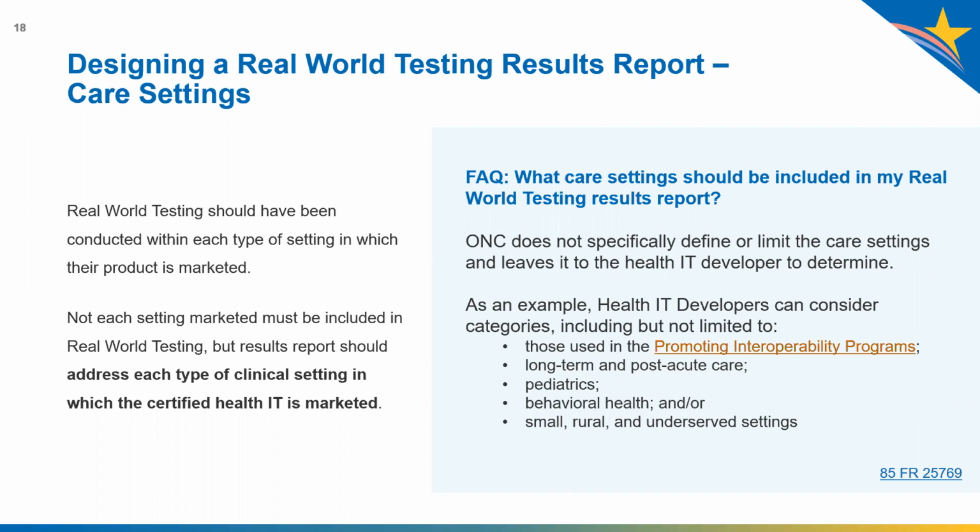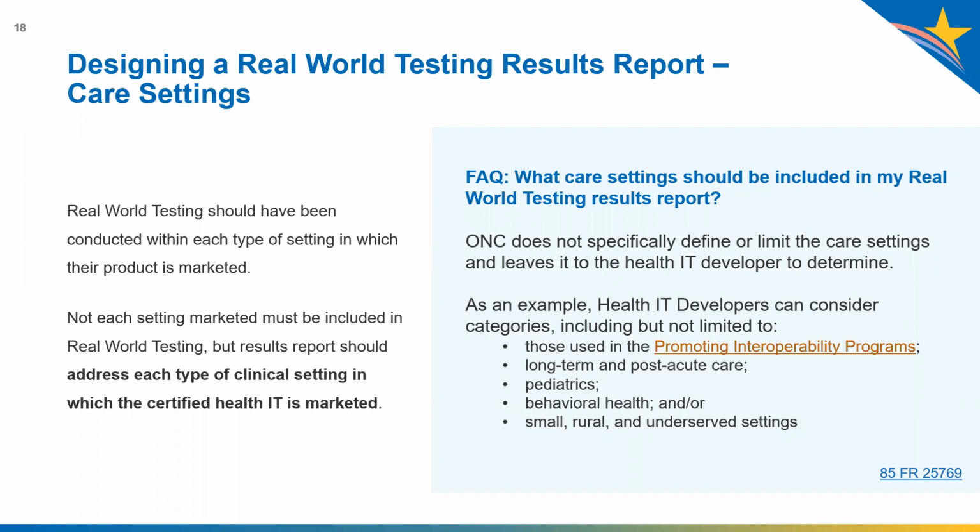And we just stuck this FAQ in here that I know many of you have probably seen in the past, just to give you some ideas and just to remind you that ONC does not specifically define or limit care setting types, and we leave it to the health IT developer to determine which care setting types they need to cover based upon their knowledge of how their products are being marketed. And so we did give some examples of care setting types to just make sure, as you're preparing your results reports, that you, one, look at what you put in your plan, and two, make sure that your plan even covered all of your care setting types.